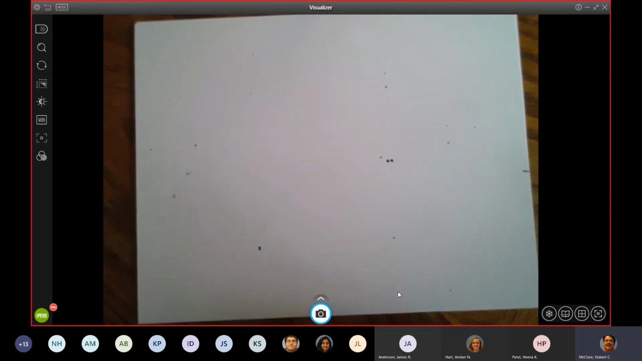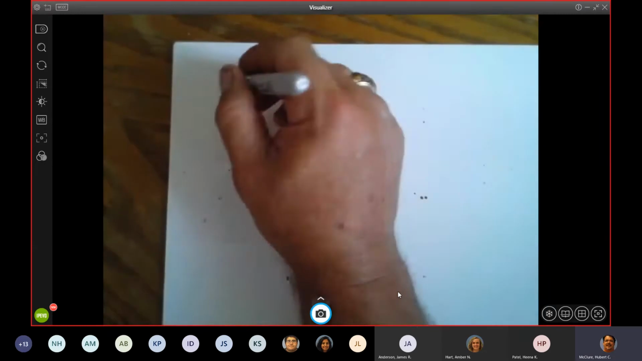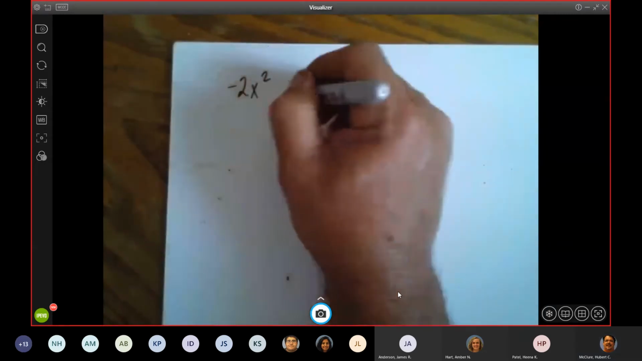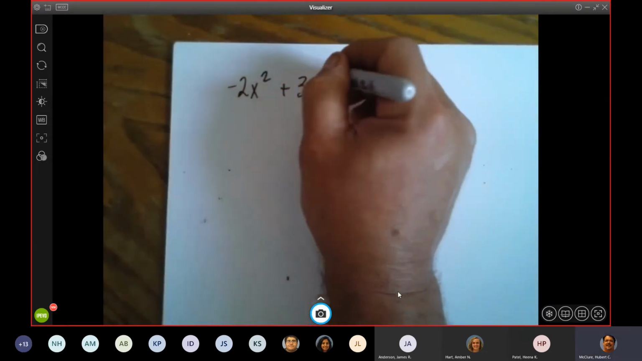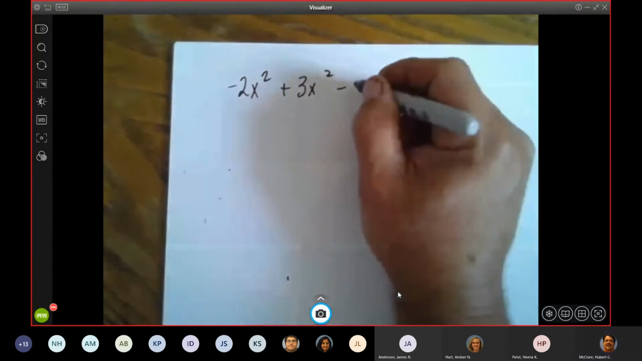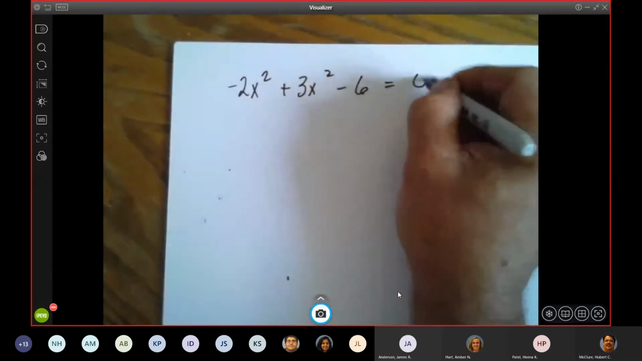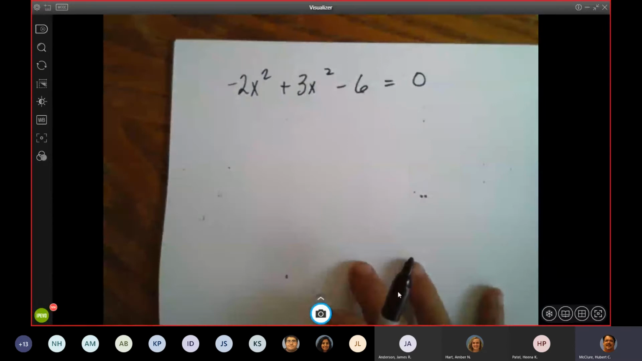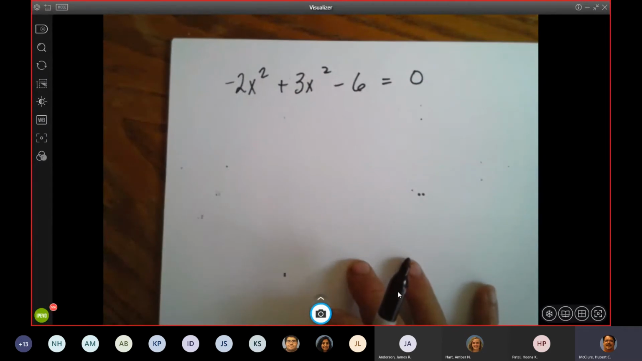Let's do -2x squared plus 3x minus 6 is equal to 0. Now, those of you that think you know how to do it, or those of you that want to do it, go ahead and take a minute and work it.